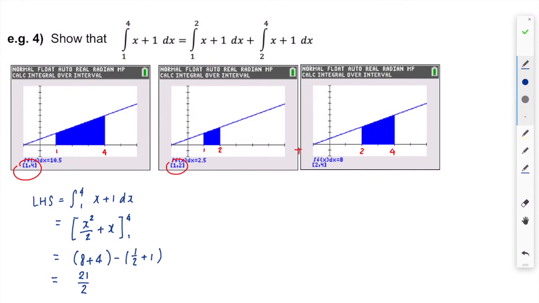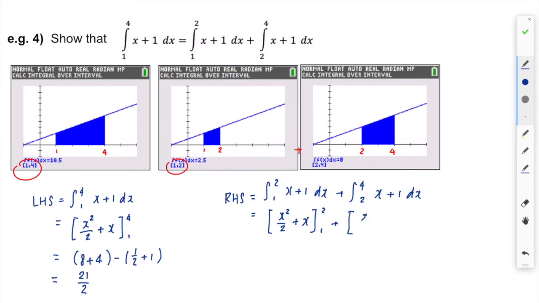If I do this on the right side, I will follow very similar steps and have x squared over 2 plus x from 1 to 2 added to the same expression going from 2 to 4. What do I have here? 2 squared is 4. 4 over 2 is 2. 2 plus 2 is 4. Minus 1 over 2 plus 1, 3 over 2.